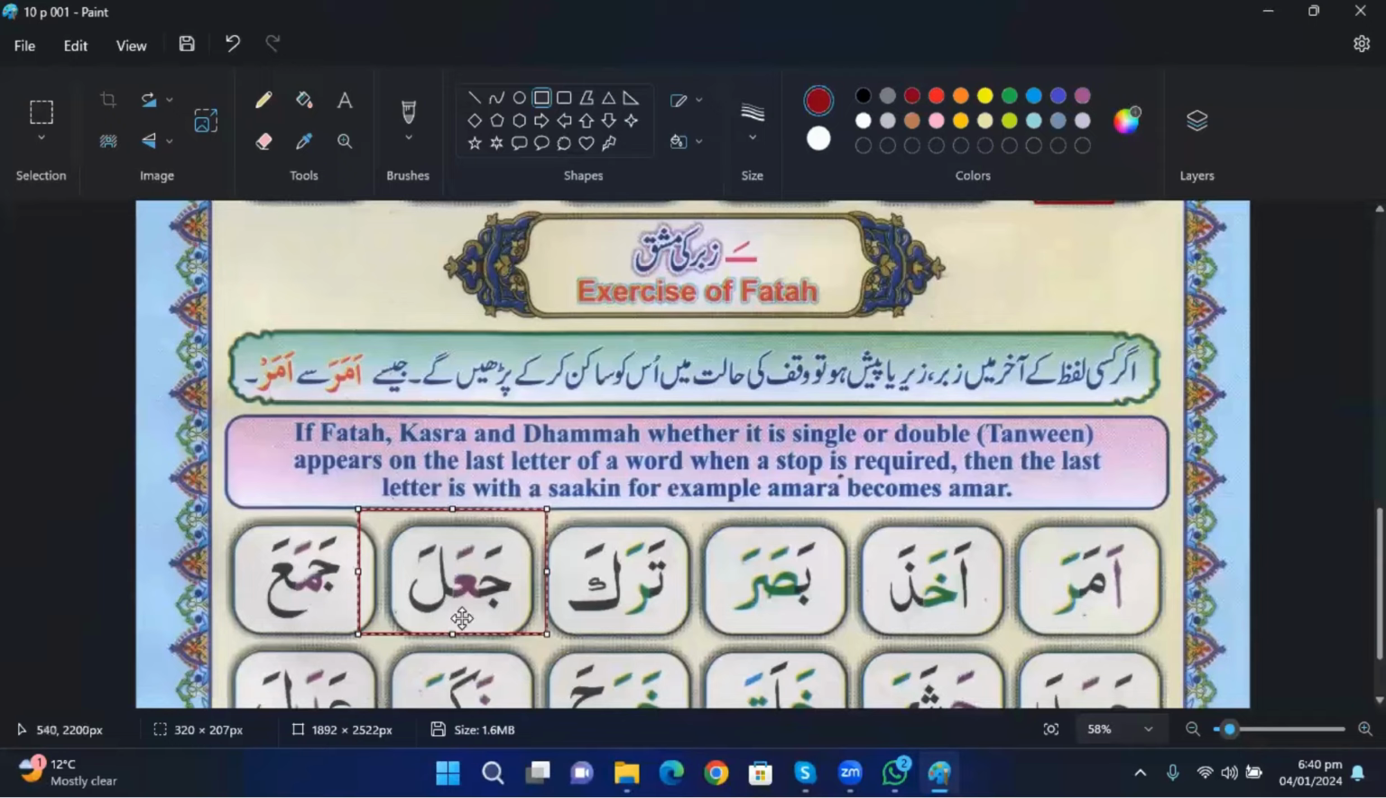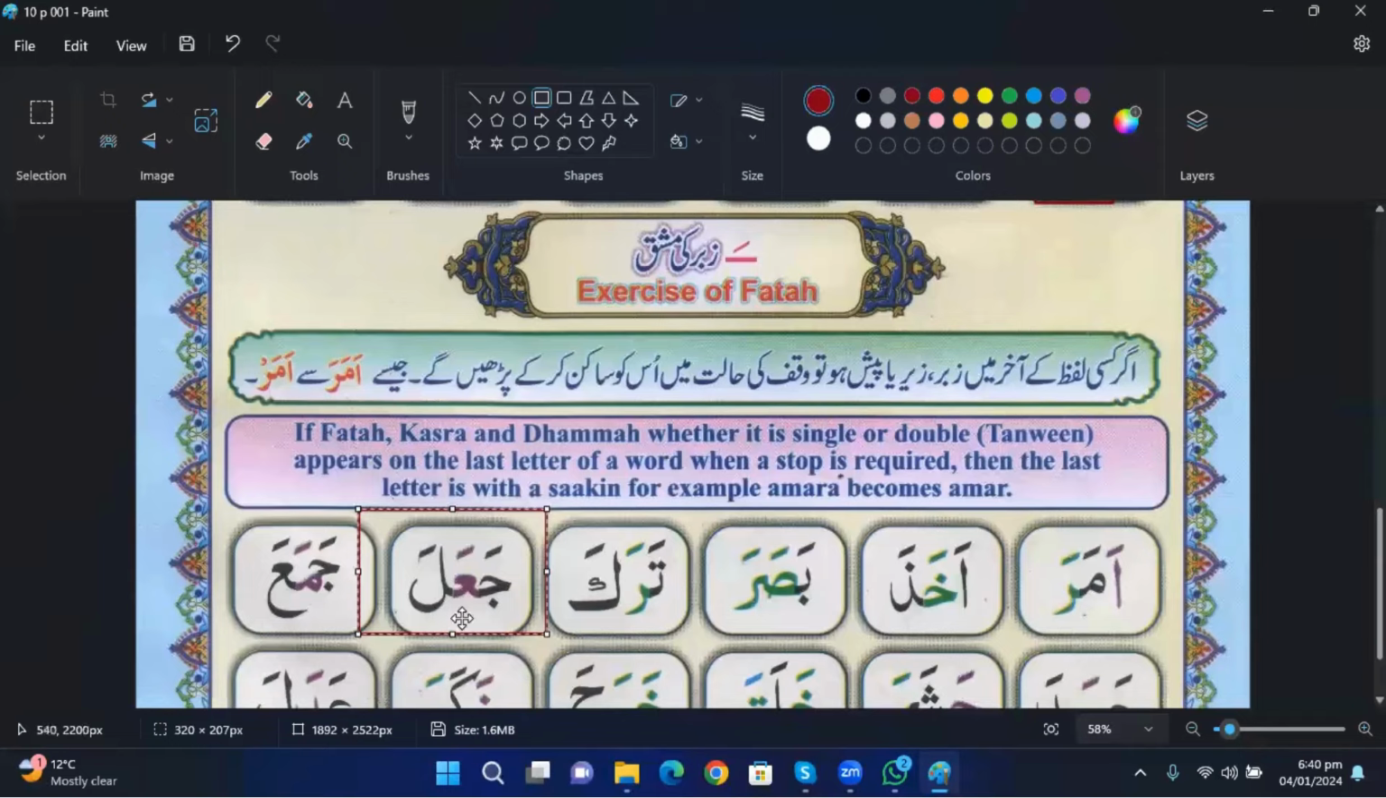Before this, we read about green colored letters. All green colored letters, we read with full mouth. Blue color is specific for qalqalah letters, and here we are going to read about red color. So tell your students that red color is specific for nasal letters or ghunna letters, where you need to make your sound deep nasal.